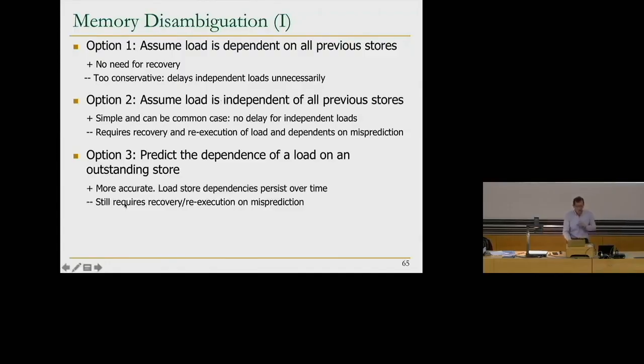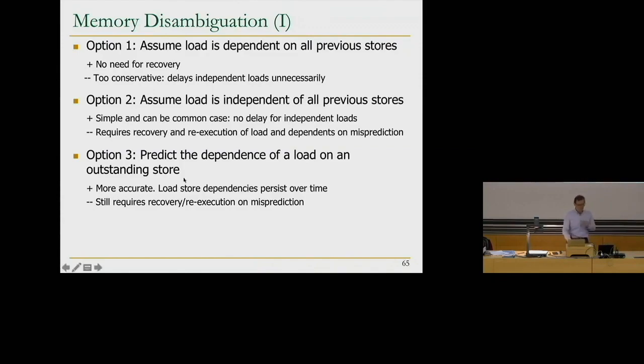Option 3 is the intelligent option. You predict the dependence of a load on an outstanding store. I'm not telling you how to actually do that. There are mechanisms for this. Actually, this was the subject of a very prominent legal battle between one university, whom I will not name, and a bunch of companies. The university claimed that they patented this work, and the companies used some sort of memory disambiguation, and there was a huge legal battle that lasted a really long time. You can probably figure that out.